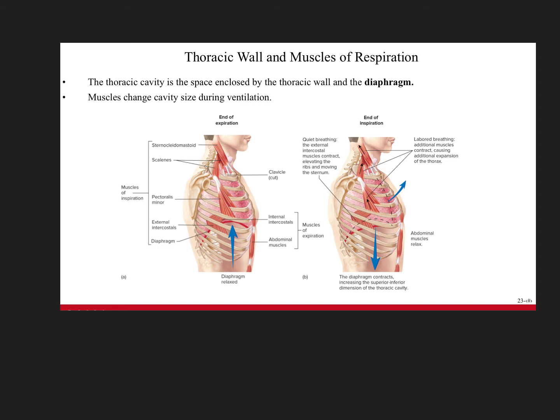We're going to talk just very briefly about the muscles of respiration. When you ventilate, when you bring air in, we call that inspiration. When you move air out, we call that expiration. Both of those happen as a result of the change in the size of the thoracic cavity as a result of muscles contracting or relaxing.